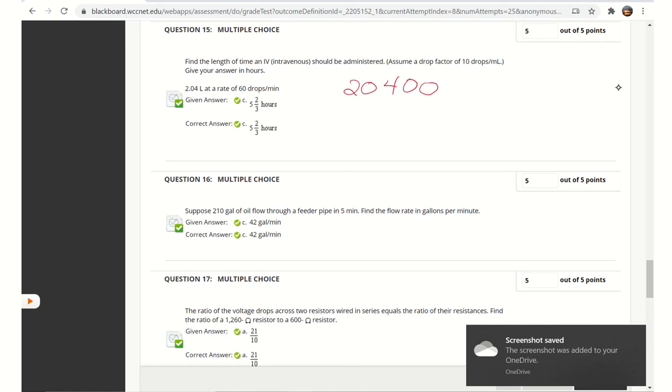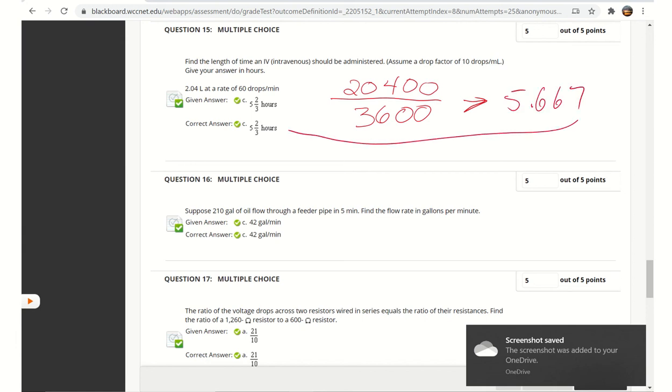Now we're at 20,400. 60 drops per minute, but we're looking for hours. 60 drops times 60 minutes would give us our hours. That is going to be 3,600. We do the math there, and it comes out to 5.667, which we know is 5 2/3 hours.